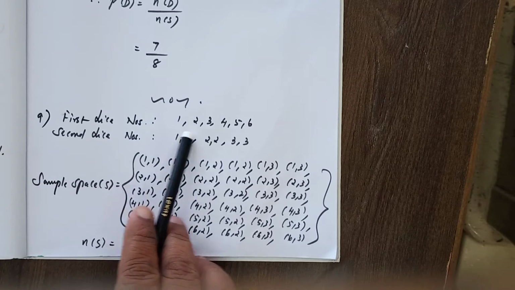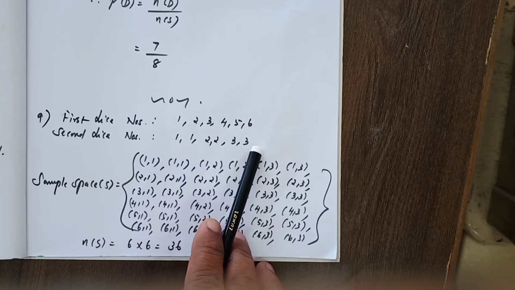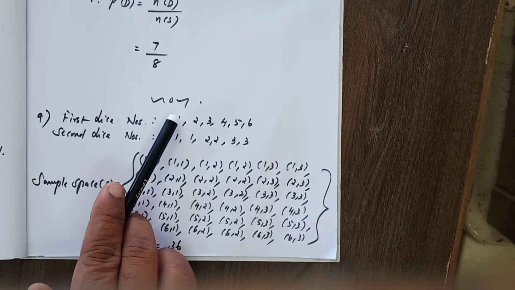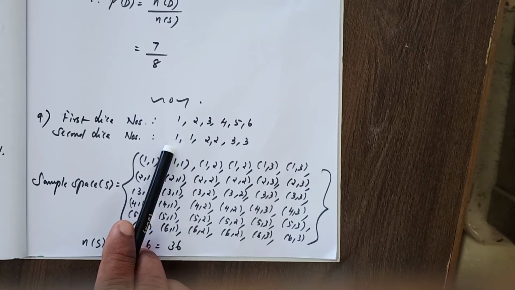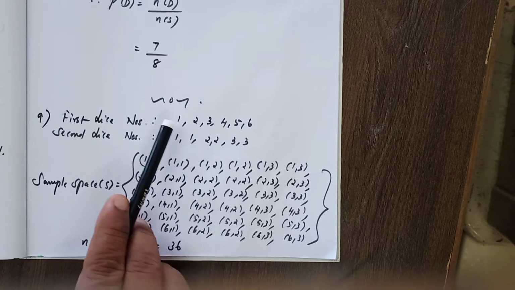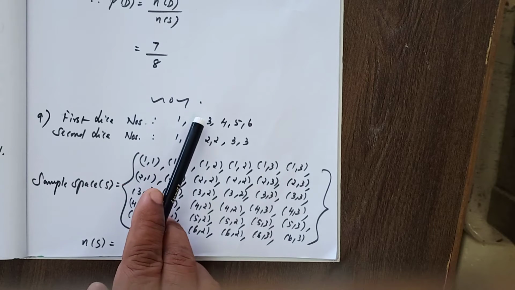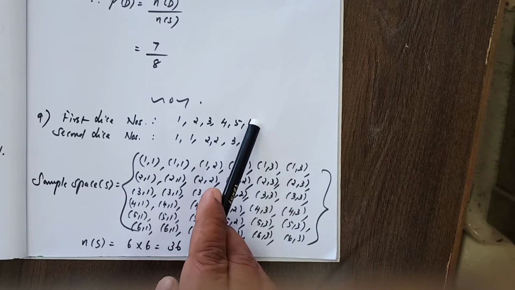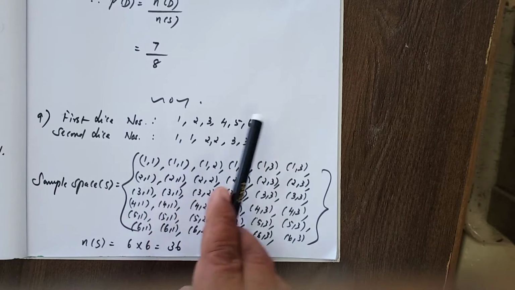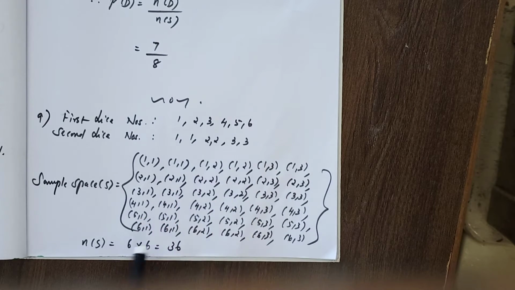First die numbers 1 to 6, second die double 1, double 2, double 3. Look at the sample space here. 1, 1, 1, 1. Two times you have to write 1, 1 because there are two different ones on the second die. Like that 1, 2, 1, 2, 1, 3, 1, 3. Then 2, 1, 2, 1, 2, 2, 2, 2, 2, 3, 2, 3. Like that up to 6, 1, 6, 1, 6, 2, 6, 2, 6, 3, 6, 3. I have written all the sample events. 6 rows, 6 columns, so 6 times 6 is 36 sample events here.